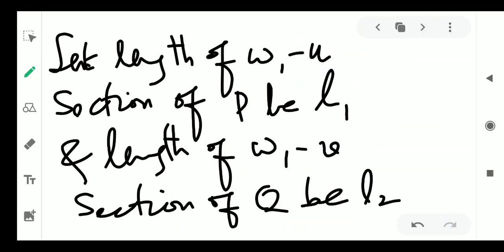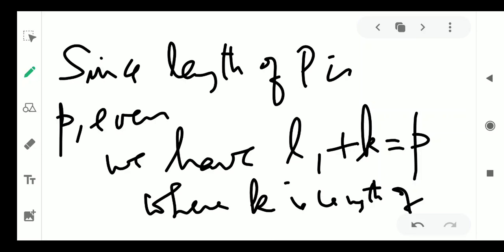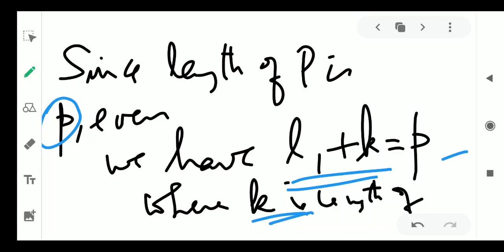So let the length of the W1V section of P be L1, and the length of the W1W section of Q be L2. Then, since the length of P is taken to be small p, we will get L1 plus K equal to p, where K is the length of the UW1 section over P.